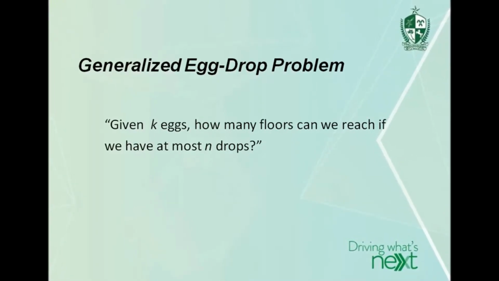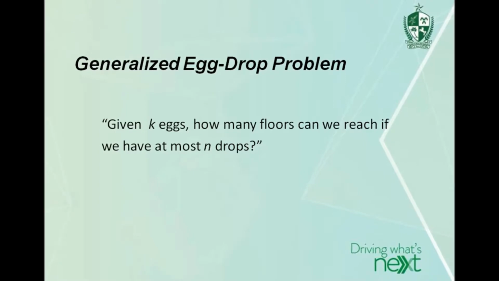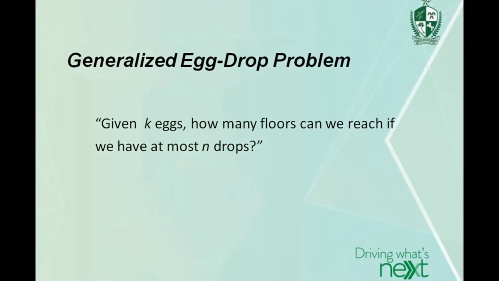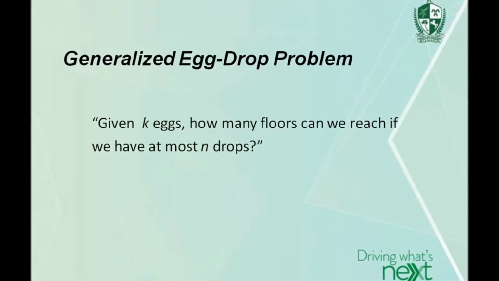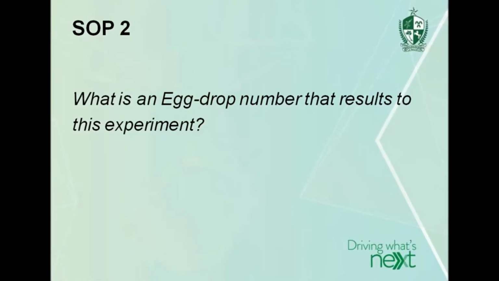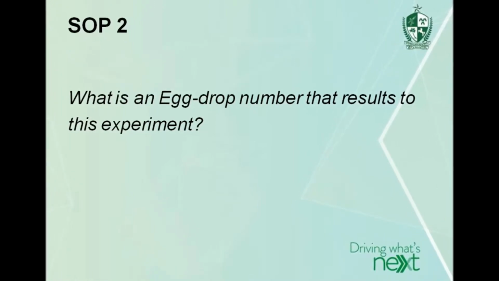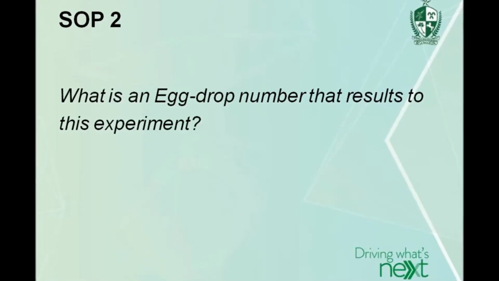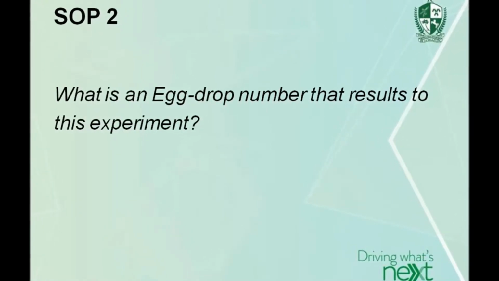With the original egg drop problem and the 2-egg problem, Boardman was able to come up with another problem, which is the generalized egg drop problem. Given k eggs, how many floors can we reach if we have at most n drops? The answer to the generalized egg drop problem yields the answer to our SOP 2, wherein we need to define the egg drop numbers resulting from that experiment.